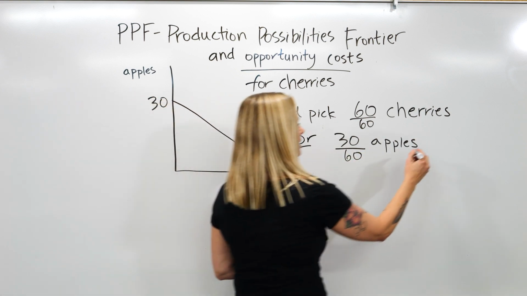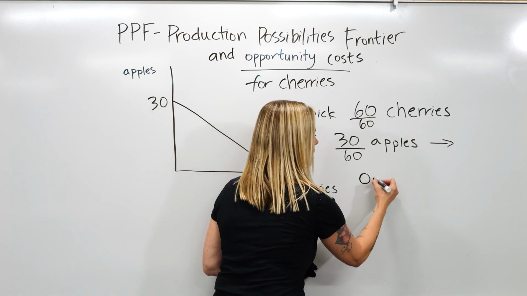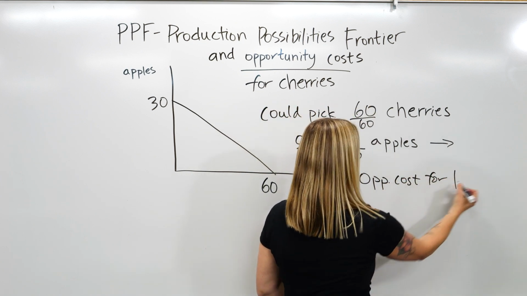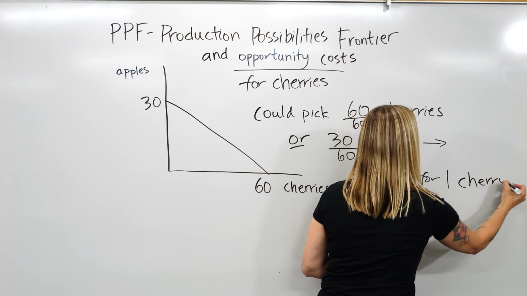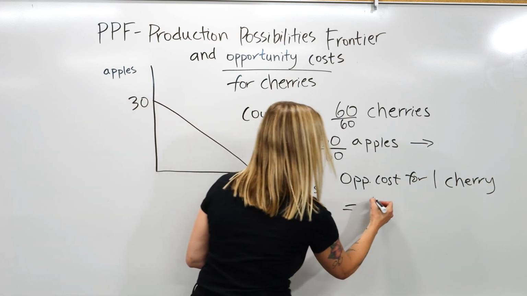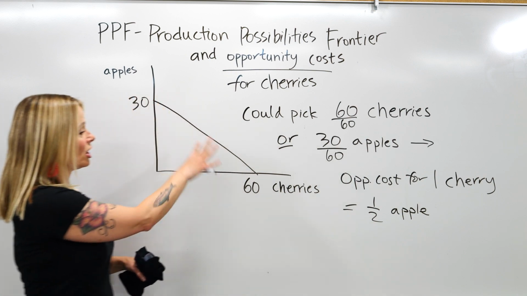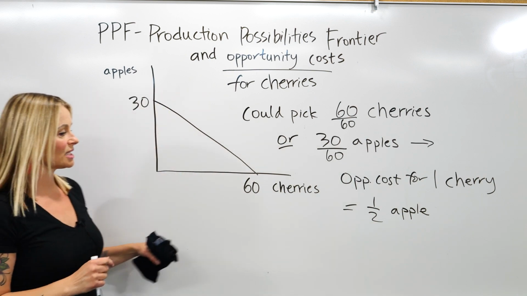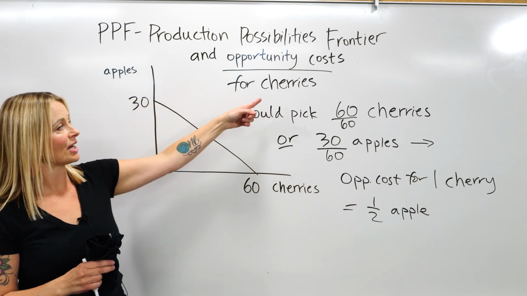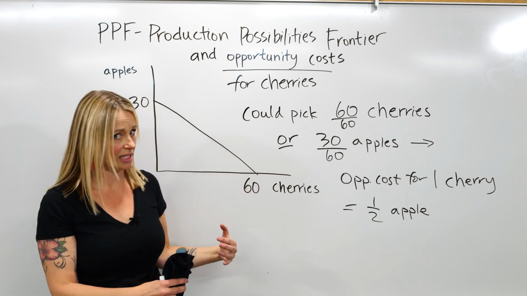And we'll divide this by 60 as well so that we are keeping everything even. And what are we finding then? Our opportunity cost for 1 cherry is going to be equal to 30 divided by 60 apples, in other words, 1/2 apple. So if you are asked what's the opportunity cost based on this graph for cherries, it's 1/2 apple for every cherry. And notice that the opportunity cost for each item is going to be in the units of the other item, because we're going to be giving up the other item to pick this item.